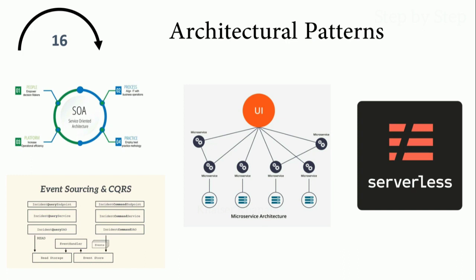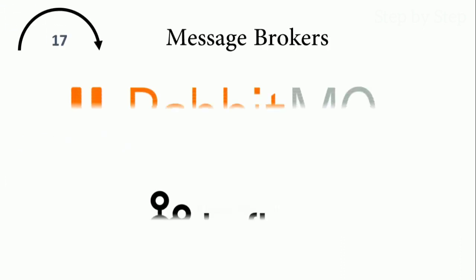We have serverless. You can just refer to this. We have microservice architecture, event sourcing and CQRS, SOA, which is service oriented architecture. You should just go through this process. You don't have to learn this entire thing. Once you master a programming language, and from beginner level you jump to intermediate level, then you have to learn all these things. Then we have message brokers.